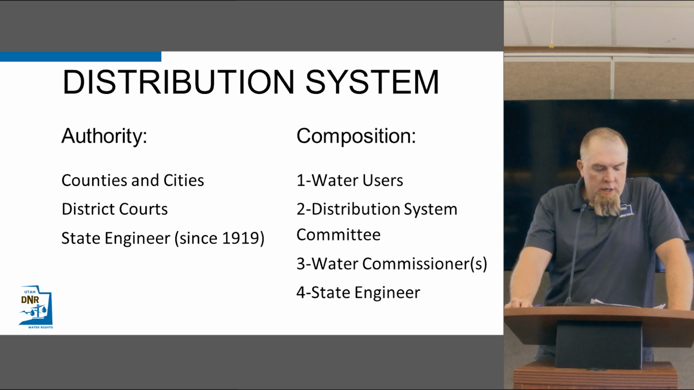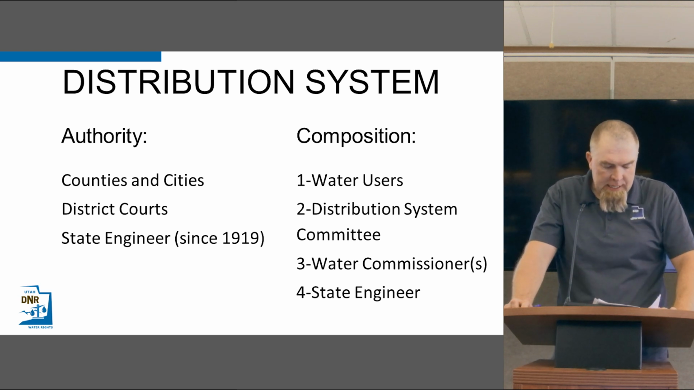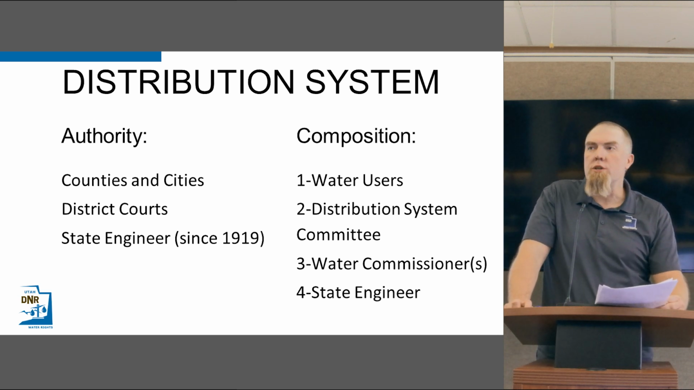Historically, the authority for the distribution of water rights was entrusted to incorporated counties and cities within the state of Utah. If conflicts arose, they would go to a district court in order to seek various judgments or agreements. In 1919, the Utah State Legislature decided a more efficient process would be to have the state engineer manage the distribution of water rights. This led to the creation of modern distribution systems.